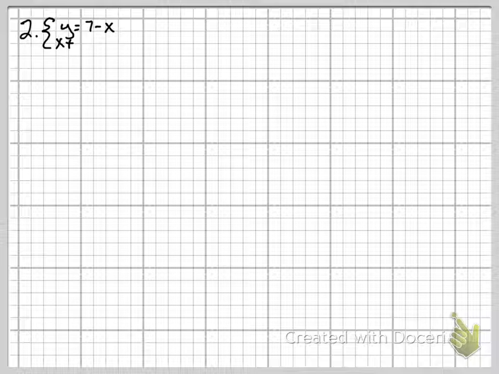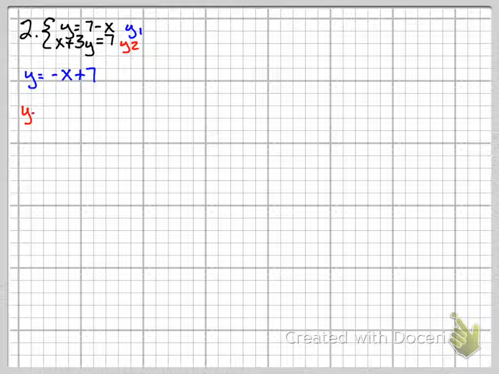Number 13 and number 28. All right. Number 2. Y equals 7 minus X. And X plus 3Y is equal to 7. Y1, we're going to get that into standard form. Y2, we're going to solve for Y.